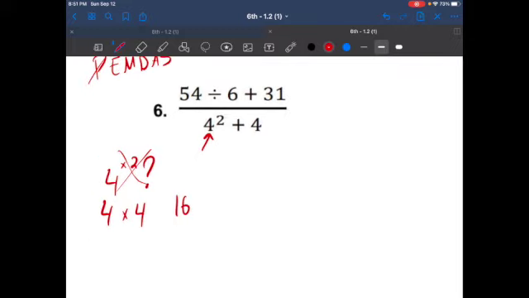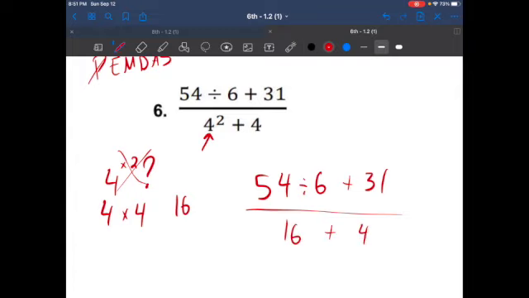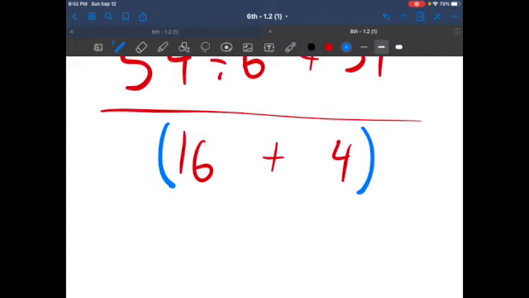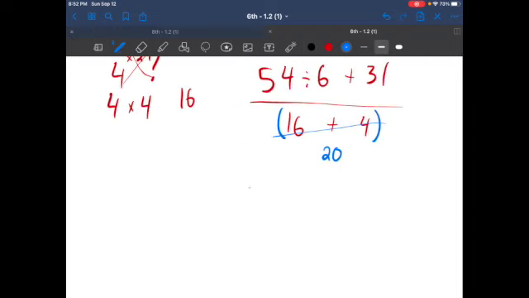So let's rewrite our problem. We have 54 divided by 6 plus 31. Then we have 16 plus 4. And I'm going to solve some problems here first. Let's do this first here. What is 16 plus 4? I know that's 20. So let's rewrite our problem. We now have 54 divided by 6 plus 31 over 20.